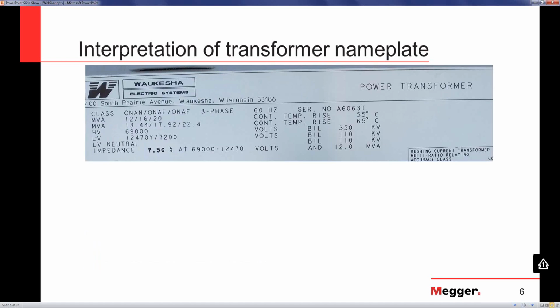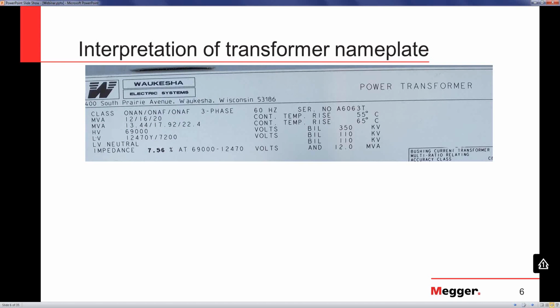Starting off from the top, at the top of the nameplate we have the cooling class of the transformer. Here you can see it's ONAN and ONAF. ONAN stands for oil natural, air natural. Oil natural means that the flow of oil in the tank is natural, that is by the process of convection. Air natural means that there are radiators on the tank. Air forced means that there are fans on the radiators.